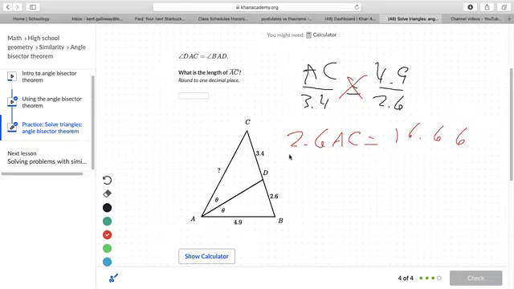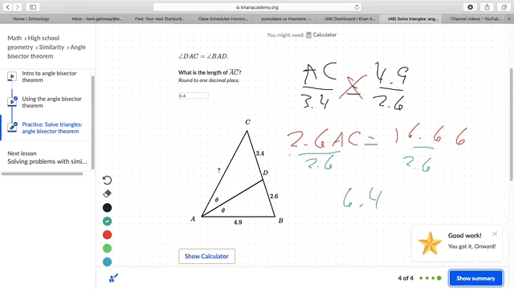Then we're going to divide both sides. It's a different color. 2.6 on both sides. And we get 6.4, okay? 6.40, but we're going to do 6.4, okay? All right, and that's it.